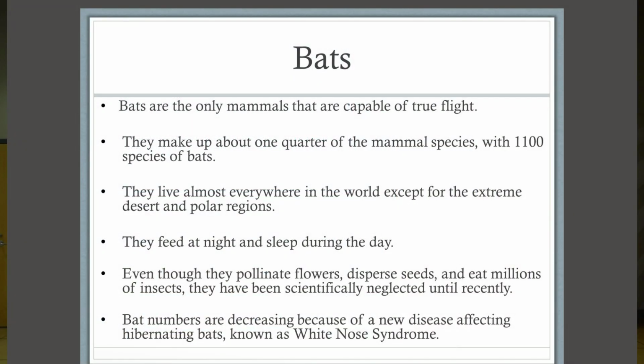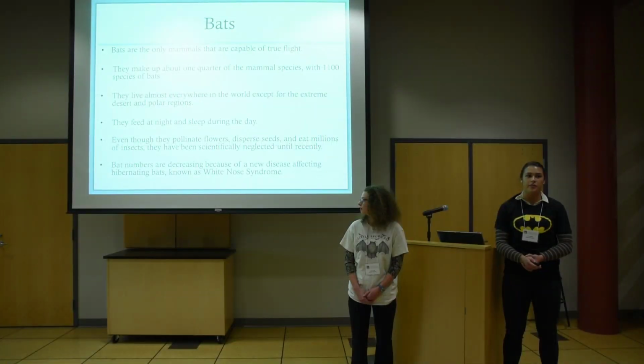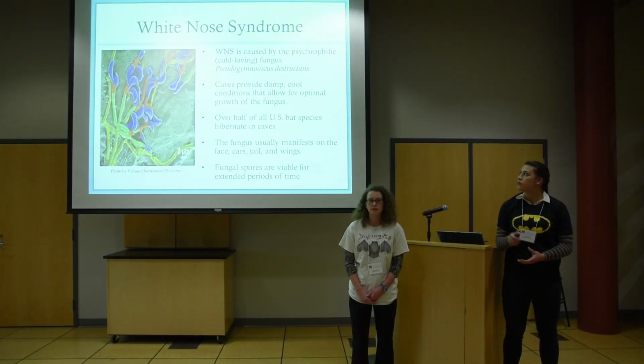To start, here are a few fun facts about bats. They're the only true flying mammals, and they make up about 25% of all mammal species. They live everywhere in the world except for the polar and desert regions, and that's because those regions don't have insects for them to eat. And they're nocturnal, so they feed at night, sleep during the day, and pollinate flowers and do all great things for the environment, but unfortunately, their numbers are declining due to something called white nose syndrome.